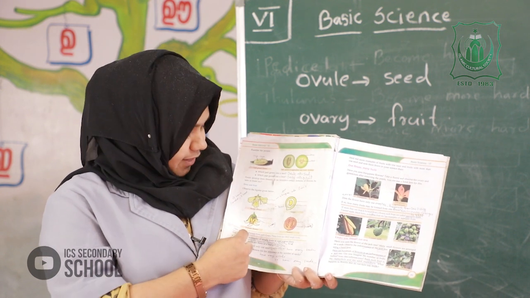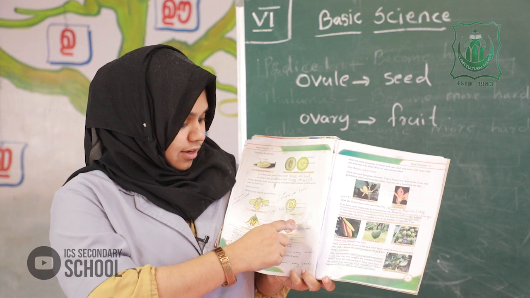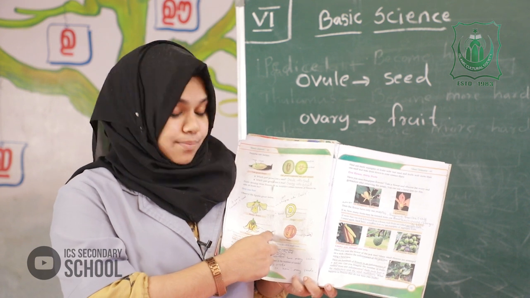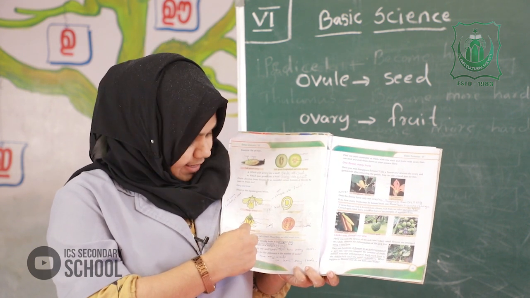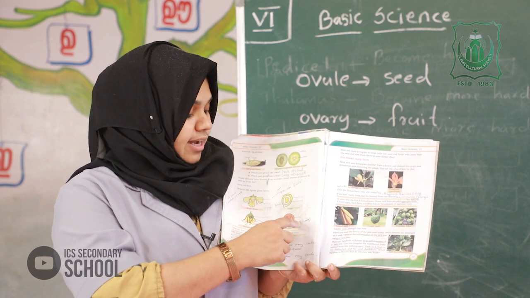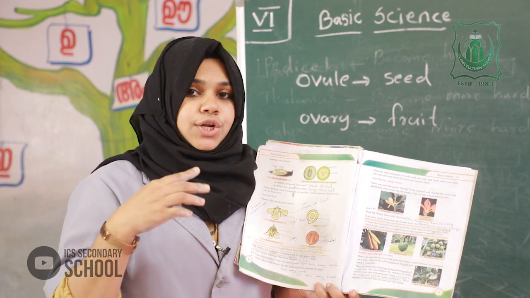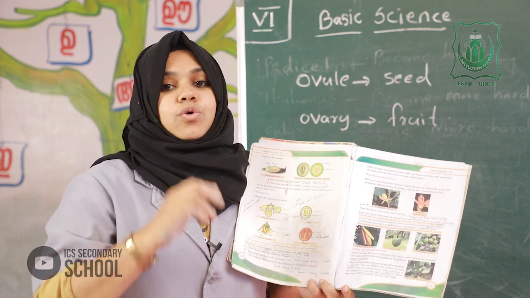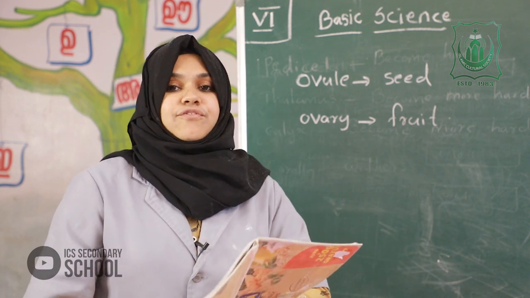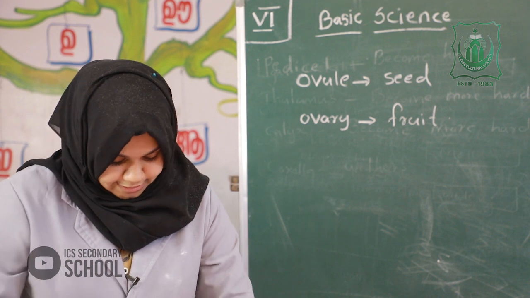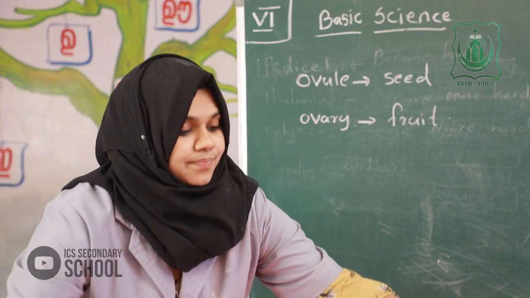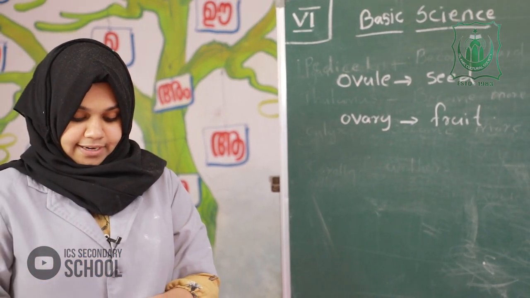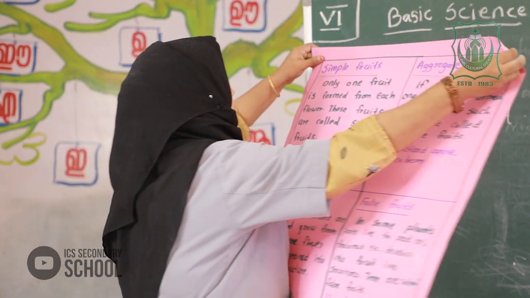But in a tomato flower, the ovary is one, so one fruit, but it has more than one ovule. Many more ovules. Yes, the tomato flower has many ovules. Does it have one seed? No, in tomato there are so many seeds. Why? Because it has many ovules. So only one fruit is formed in each flower.